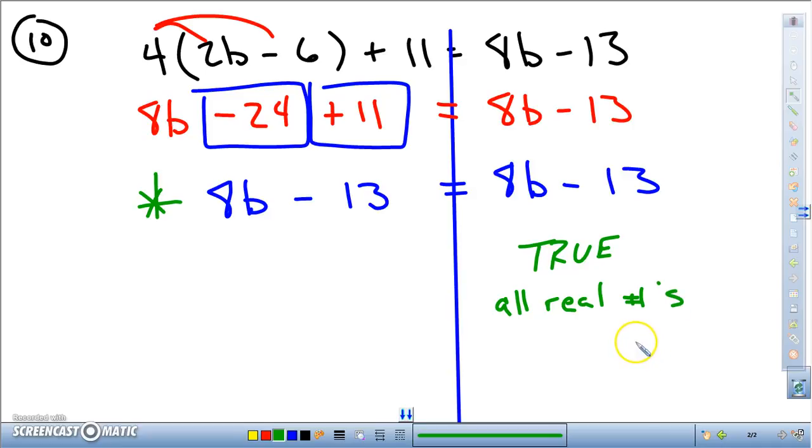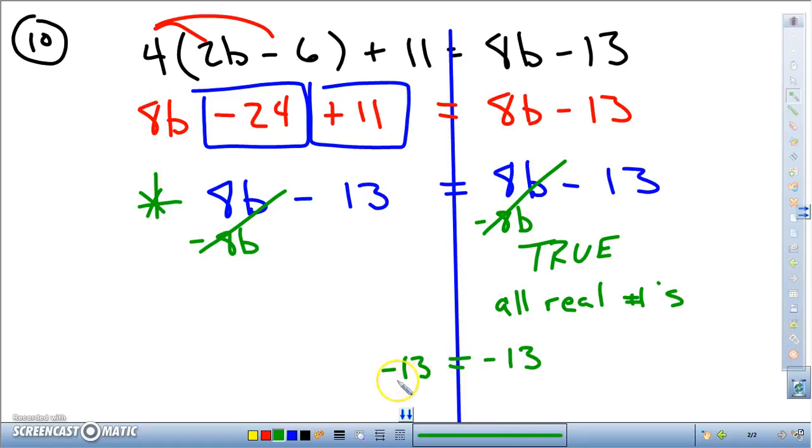All right, now if you did not notice the fact that you have a true statement right here, then you can continue doing what we usually do, which is try to get the variable to one side or the other. But when you do that, it's going to cancel the variable on both sides and leave me with another true statement. In this case, the constant negative 13 is equal to negative 13. So it does not matter to me at what point you realize that you have a true statement, as long as you do realize it and you know that because I have a true statement, my solution is all real numbers.